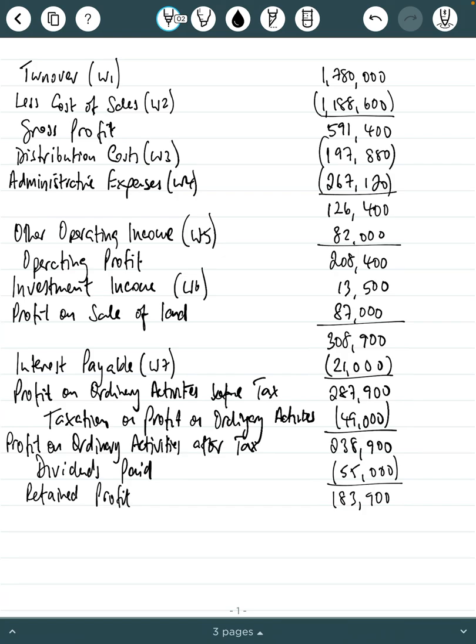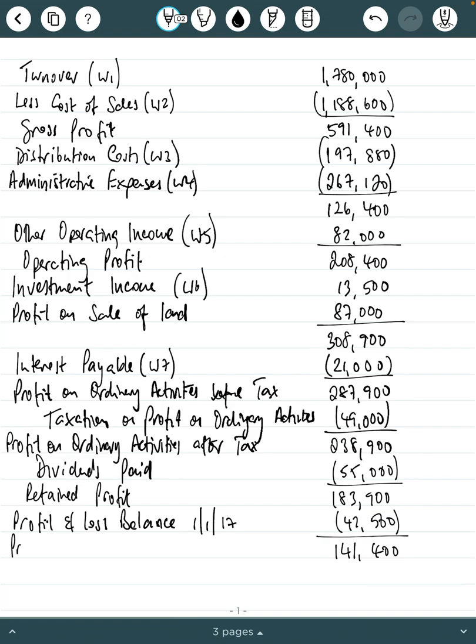Now we bring forward our P&L balance, so your profit and loss balance. First of the first, 2017. Now be very careful here. Notice it's in the debit column. So if it's in the debit column, it's a negative figure. So we take that away and we get 141,400. And that is your profit and loss balance on the 31st of the 12th, 2017. Okay, boys. There you go.